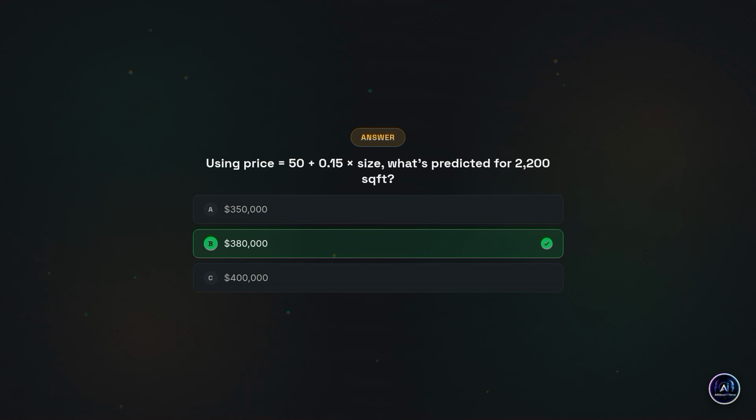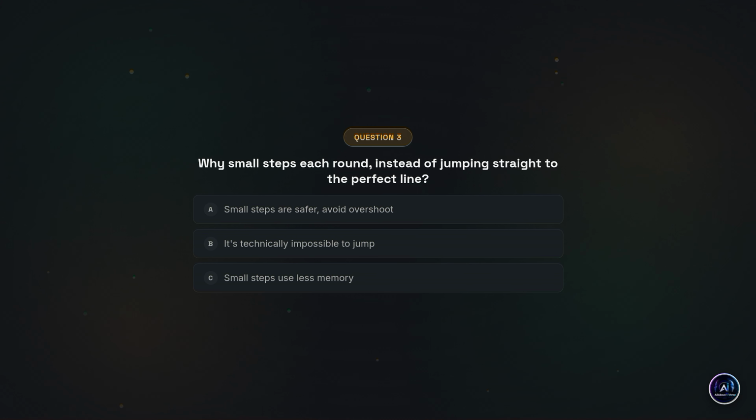Question 3. Why does the model take small steps each round, instead of jumping straight to the perfect line immediately? The answer is that small, careful steps are safer than big, risky jumps. Big jumps can overshoot and bounce around instead of settling into the right answer.